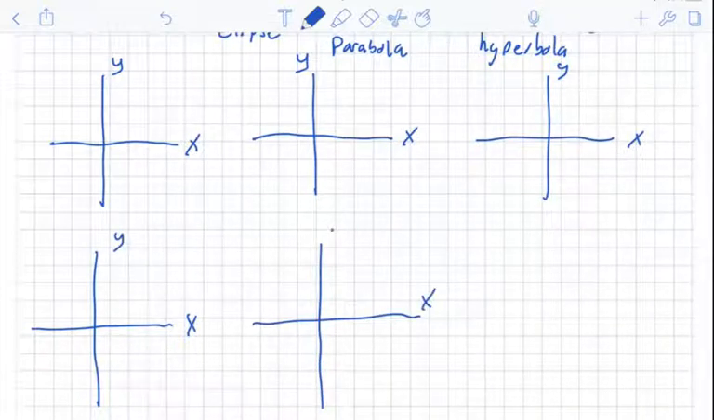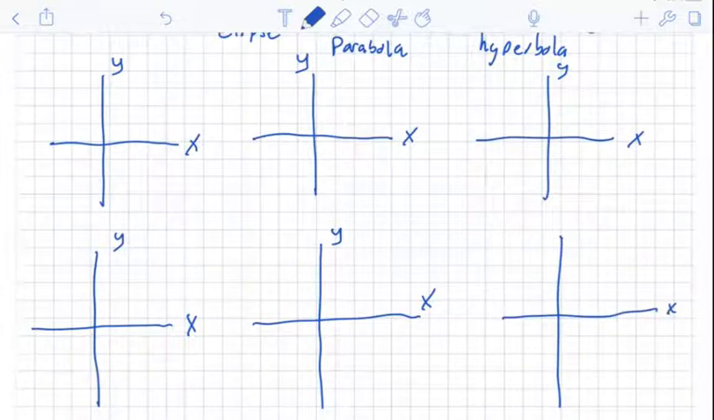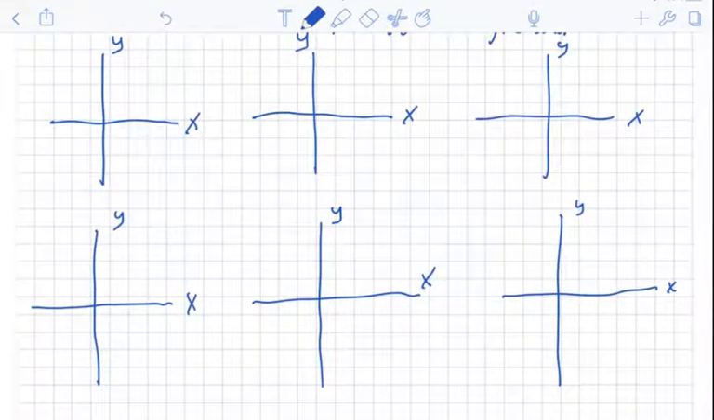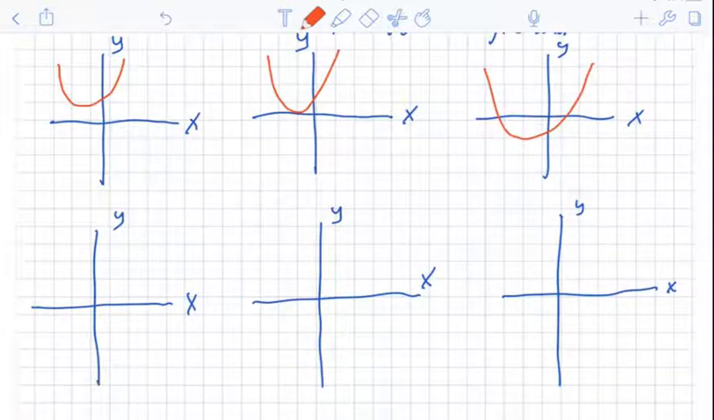Whether or not it has an x-intercept or a y-intercept, okay, so hold on. So, here's a bunch of upward pointing parabolas. This one has no x-intercepts. This one has one x-intercept there, and this one has two x-intercepts.